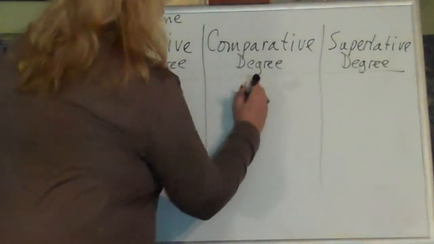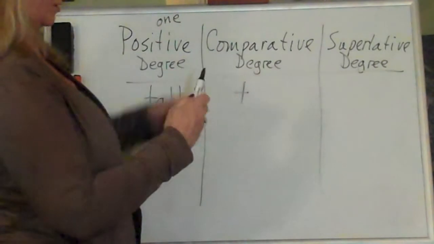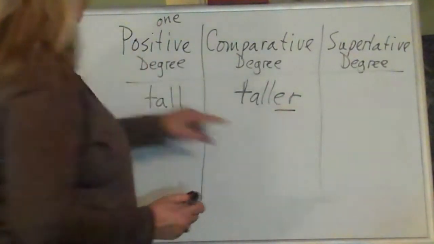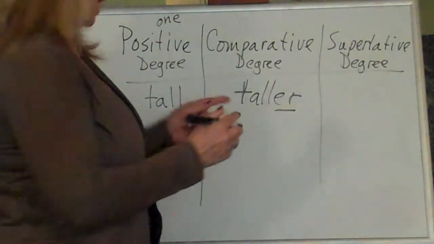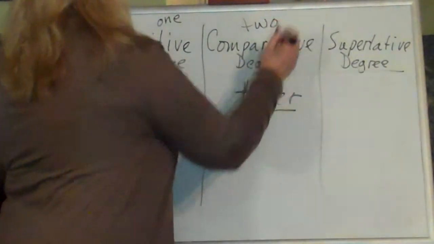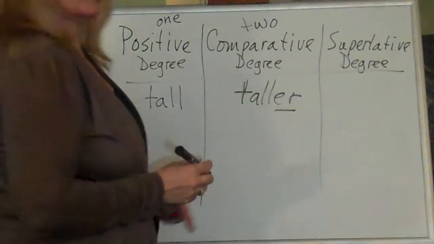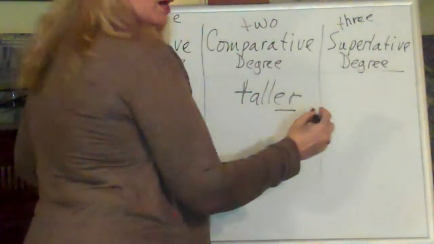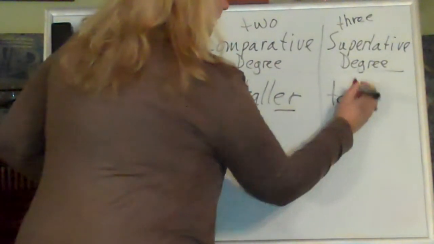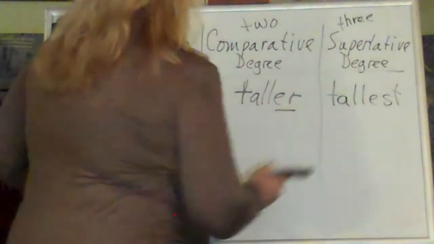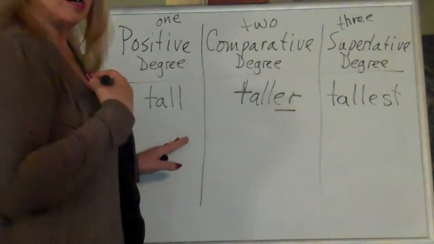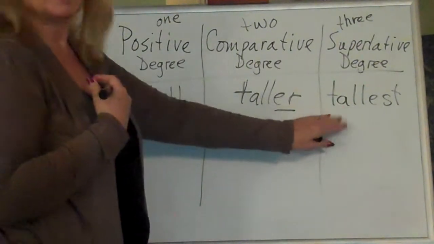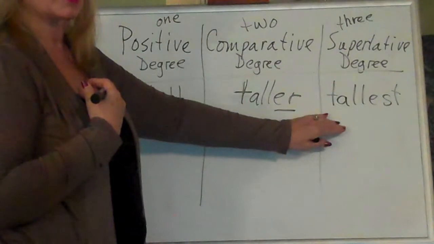So that's the comparative degree. Let me switch markers here because this one's not writing as dark as I want. You notice here I added the ER. So taller is what I use when I'm comparing two things or two people. Then when I'm comparing three or more, if I had a third person to compare to, I would say my oldest sister is the tallest. So again, Vicky is tall, but Vicky's sister Tracy is taller than Vicky. And then Nadine, Vicky's oldest sister, is the tallest of the three.